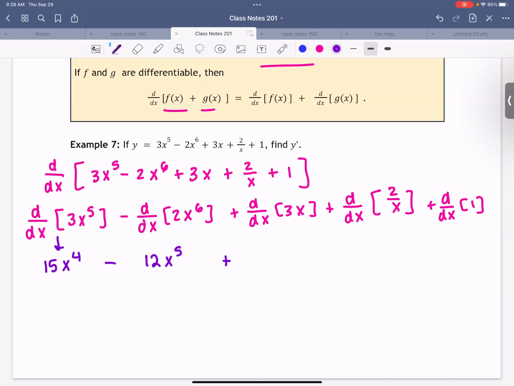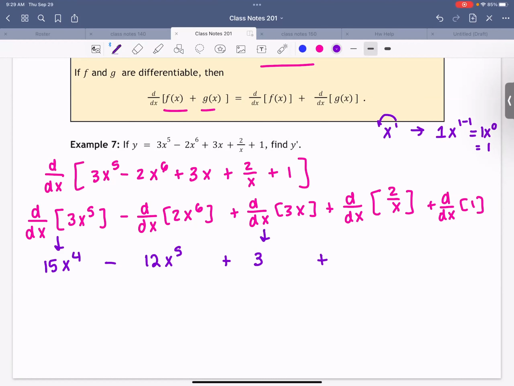It's not 3x, but 3, right? Because the derivative of x is 1. One other thing you can do is think of x as x to the 1st. Bringing that power up to the front would give you 1x to the 1 minus 1, which is 1x to the 0, which is 1. Okay. So this derivative is actually just 3.